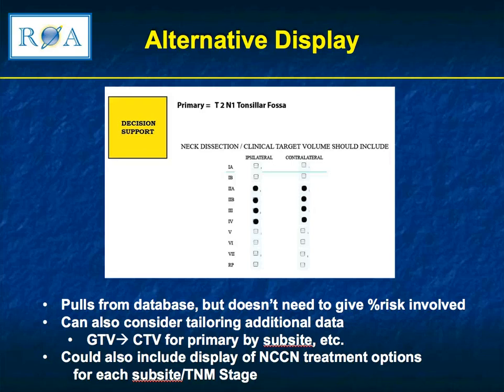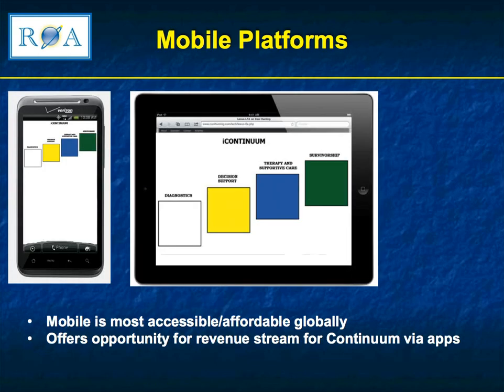You can also tailor this further to give information about GTV if you wanted. You could also give NCCN treatment options by subsite and TNM stage. This could include surgery, external beam, brachytherapy, or other options depending upon what was felt to be the most suitable. But again, that has to be figured out in the user interface and how you want to use it. The key piece is really how you are going to use this practically.